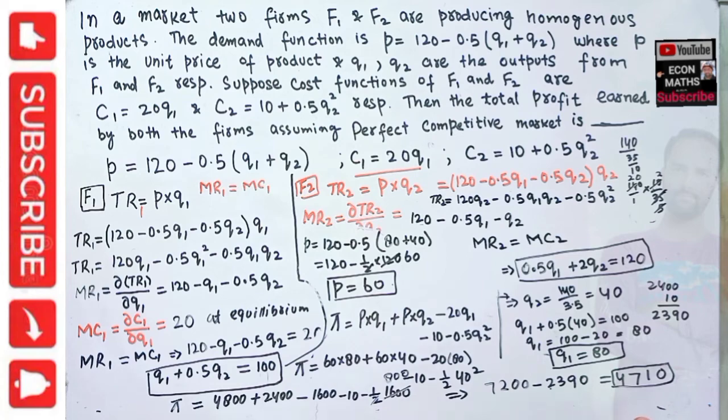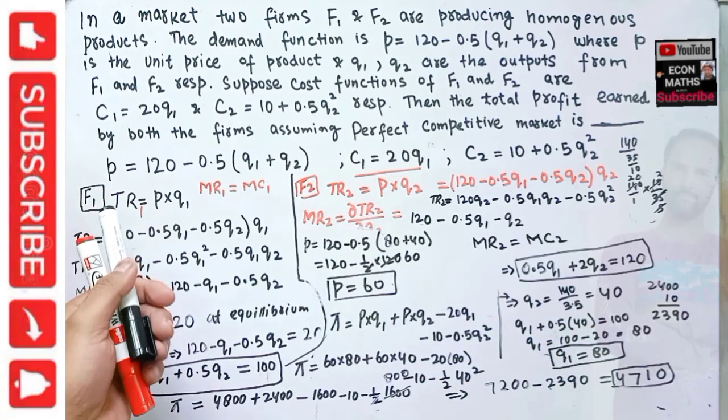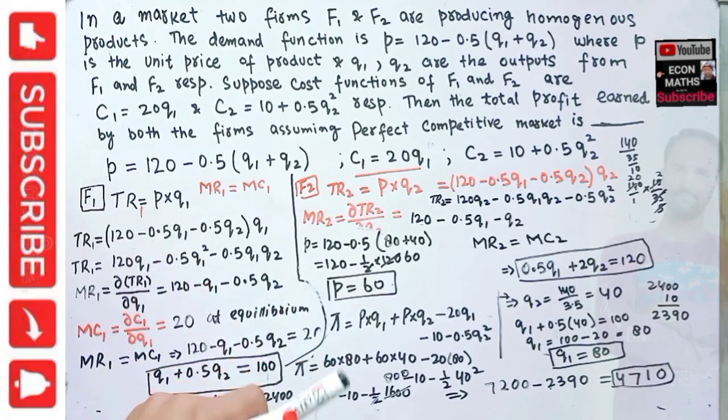I am not sure whether the calculation is right, but the process is very much same here. Okay, so just calculate the total revenue of both the firms, then calculate marginal revenue of both firms, and also calculate the marginal cost of both firms. Then use the equilibrium condition, that is marginal revenue of firm 1 should be equal to marginal cost of firm 1, and then we can find out the profit function.